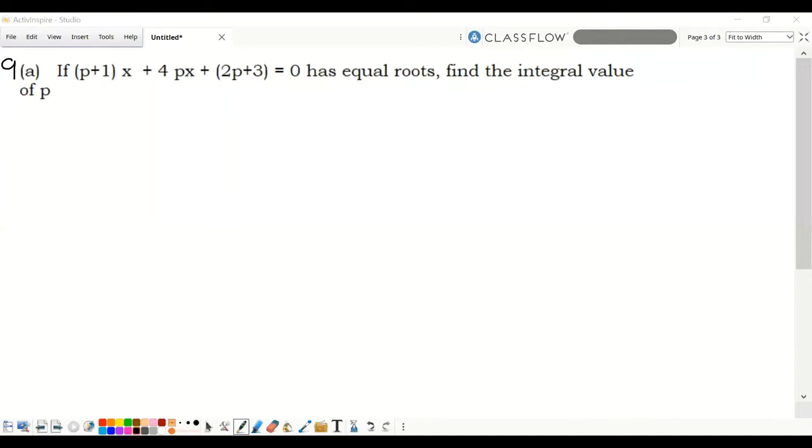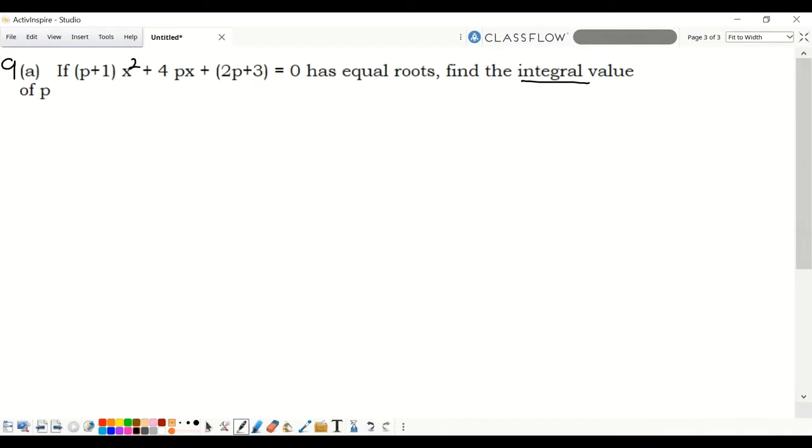This is a solution of question 9A, WASSCE 2020, paper 2, elective math. It says, if (p plus 1)x square plus 4px plus 2p plus 3 is equal to 0 has equal roots, find the integral value of p. Integral value means we can't have a decimal, we have to have a complete number.